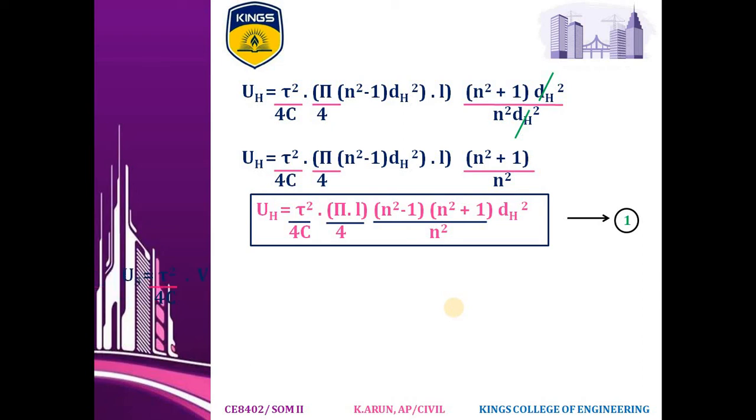Next one is strain energy of the solid shaft US. So it is tau square by 4C into V. So again we are going to substitute the value of volume here. Volume of the solid shaft will be equal to area into L. So area of the solid shaft is pi by 4 into dS square. So I'm going to substitute the value of V here. US equal to tau square by 4C into pi by 4 dS square into L.